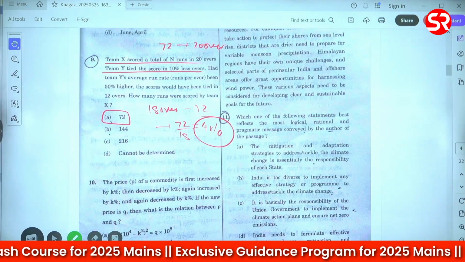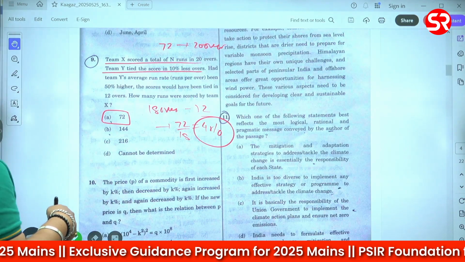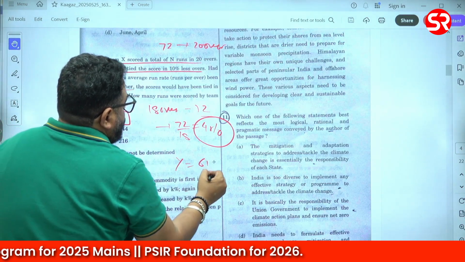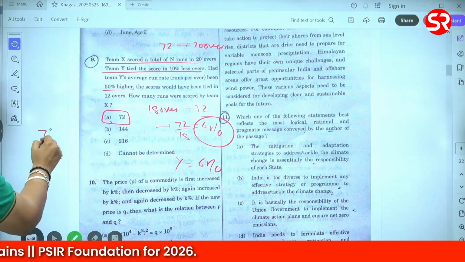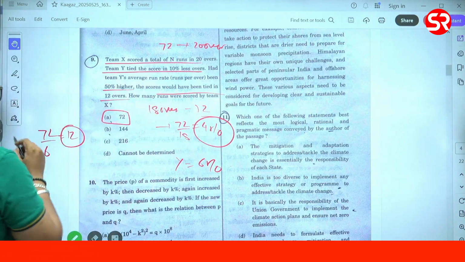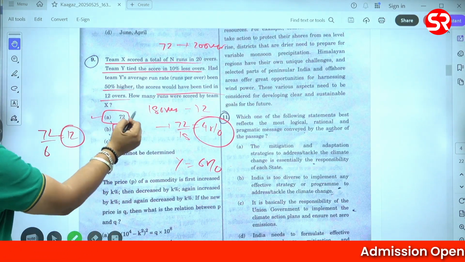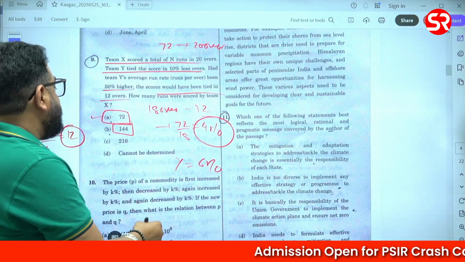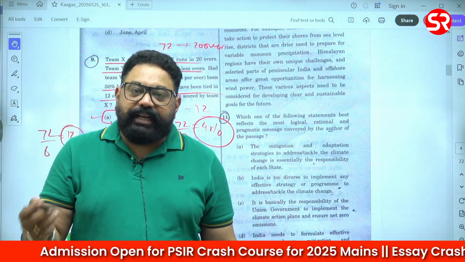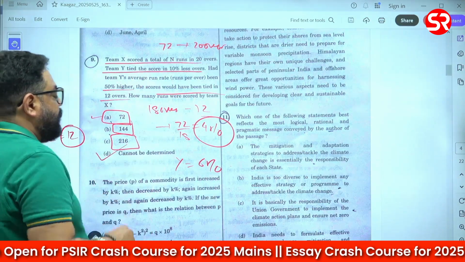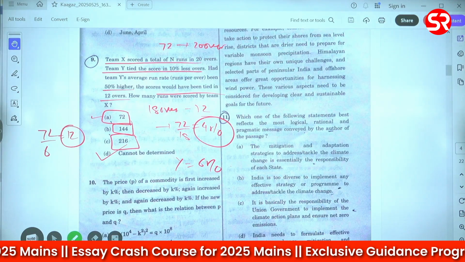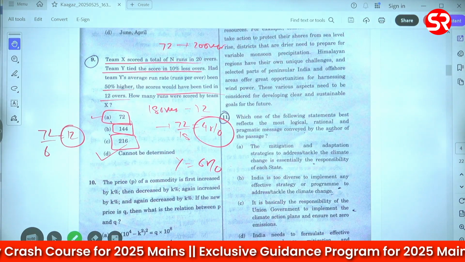He says had teams Y's average run rate increases by 50% higher. तो Y का अगर वो 6 runs per over कर दे, is 72 by 6, 12 overs have been tied in 12 overs. तो इससे चल रहा था, पर 144 से भी चल रहा था. Every answer was giving you same thing, 72, 144, 216. Everyone was giving you those same things, so cannot be determined. So even you're checking the options, guys, you can check all the options. Got it? You should check all the options.